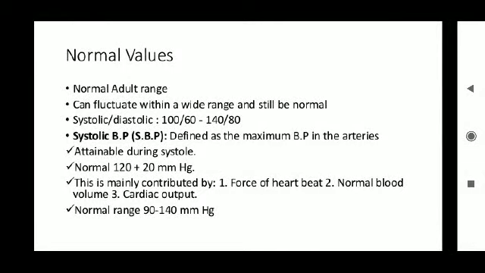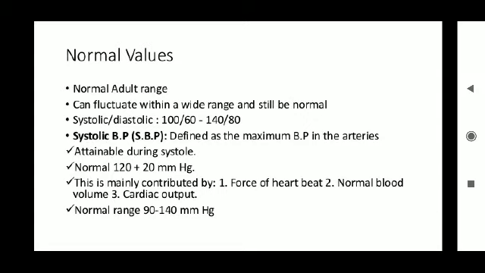Coming to the normal values, the normal adult range can fluctuate within a wide range and still be normal. The systolic and diastolic range, or the normal value of blood pressure measured, is usually 100 by 60 to 140 by 80. The systolic blood pressure, or the SBP, is defined as the maximum blood pressure in the arteries, which is attainable during the systole.